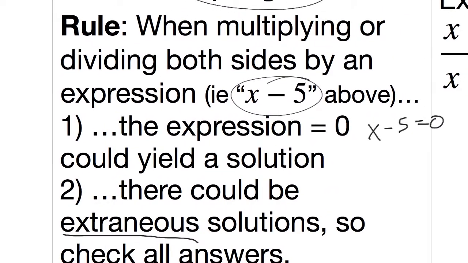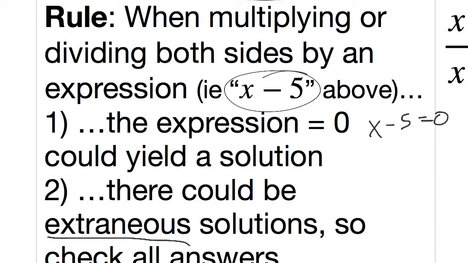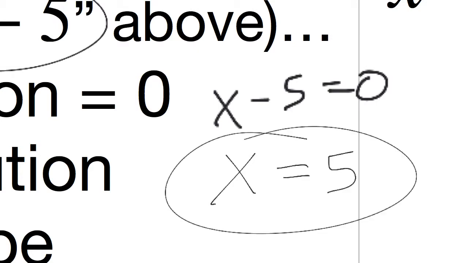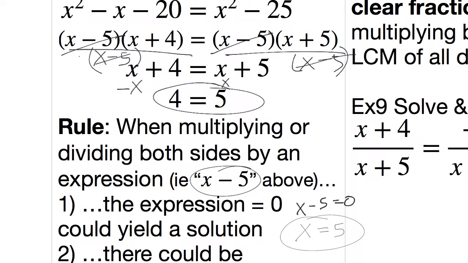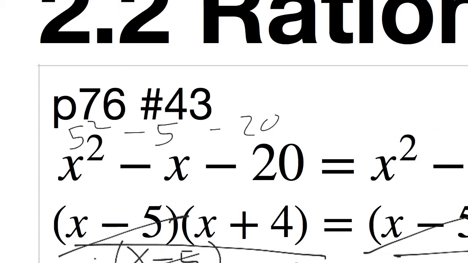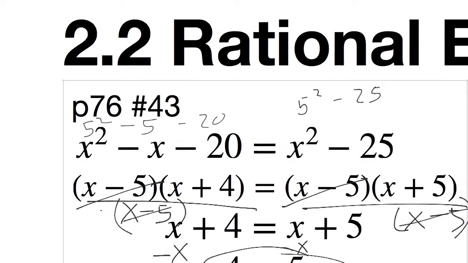So actually, looking back at the first thing we have to remember, number one, the expression equals 0 could yield a solution. If that means that x minus 5 could yield a solution, then adding 5 to both sides, we get x is equal to 5. Does it actually work in the original? Is that one of the solutions? Let's check it out. Let's check our solution. Is 5 squared minus 5 minus 20 going to equal 5 squared minus 25? Yep, they do.